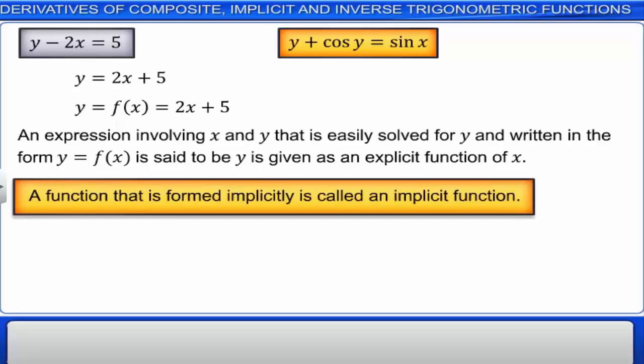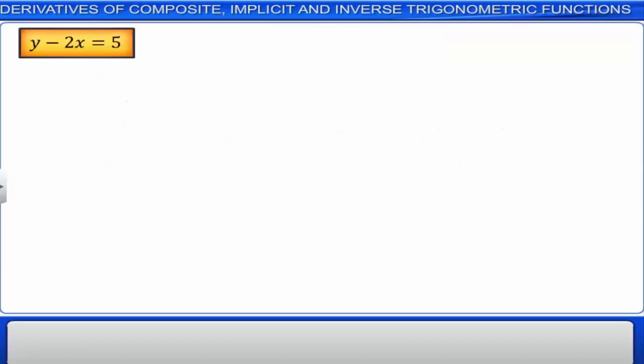Let's first find the derivative of y minus 2x is equal to 5. First, we'll express the equation as y is equal to 2x plus 5. The derivative of y with respect to x is equal to 2.